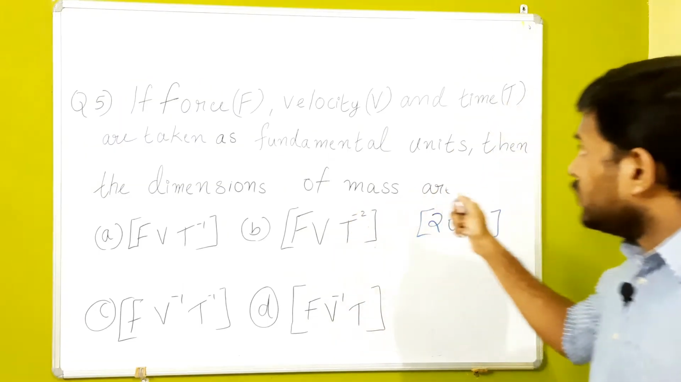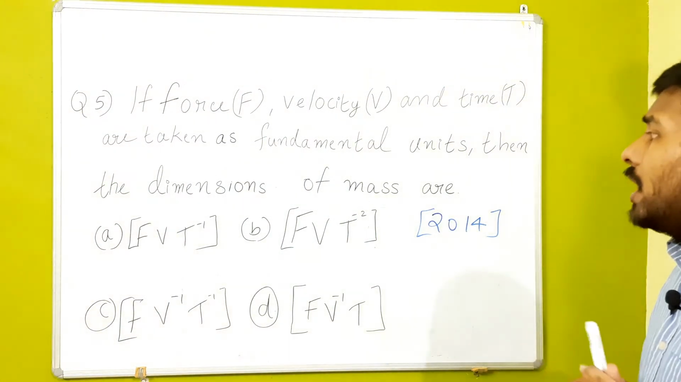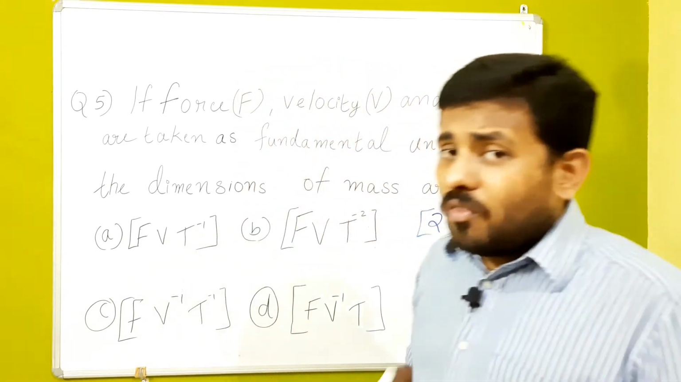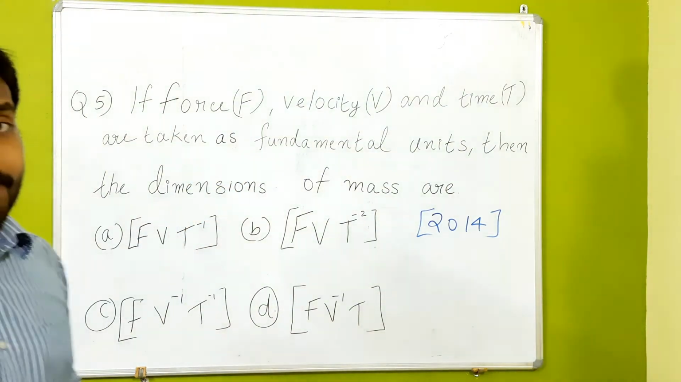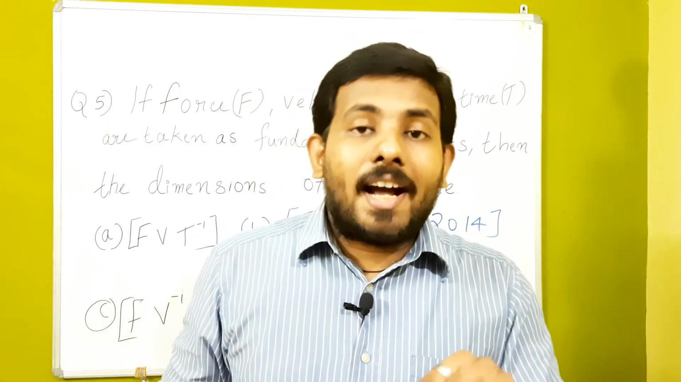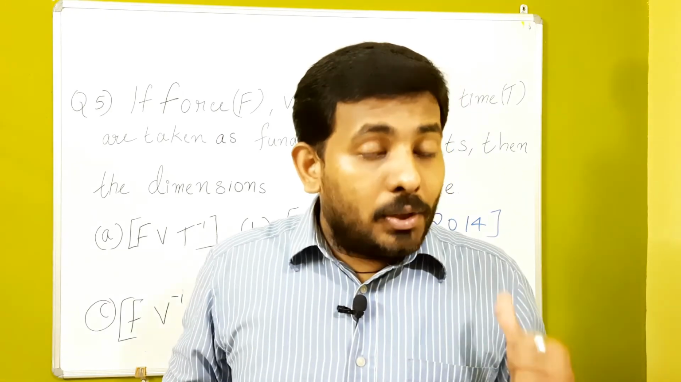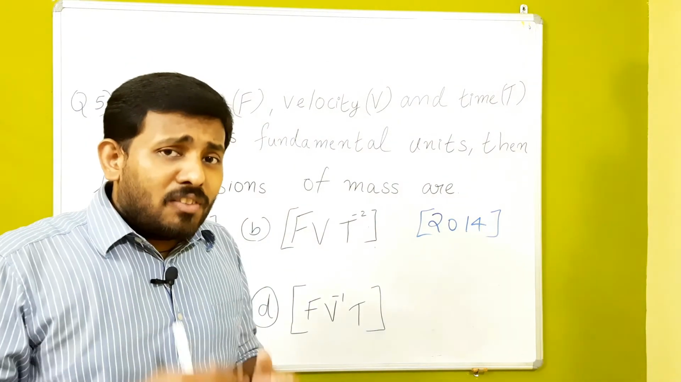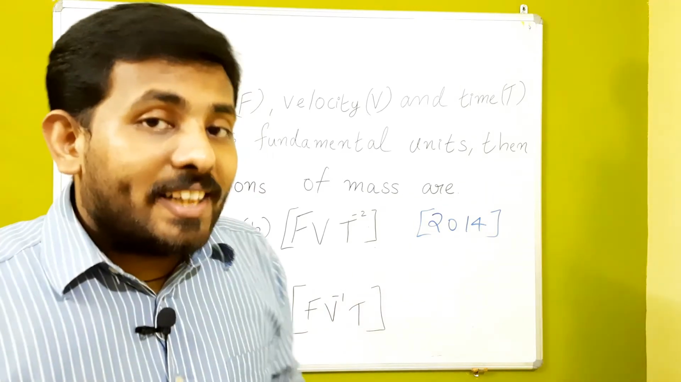If force, velocity and time are taken as the fundamental units, then the dimensions of mass are. We have to find the dimension of mass treating force, velocity and time as fundamental units. You can attempt this question in the same pattern I have done the previous questions, but there is another method to do this question. First, you try it with the same method we did in the previous 4 questions. After that, we will do it in a different way.